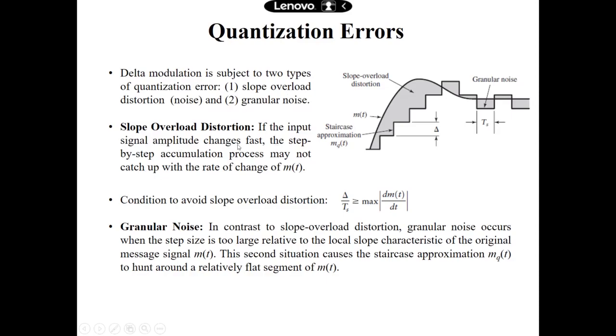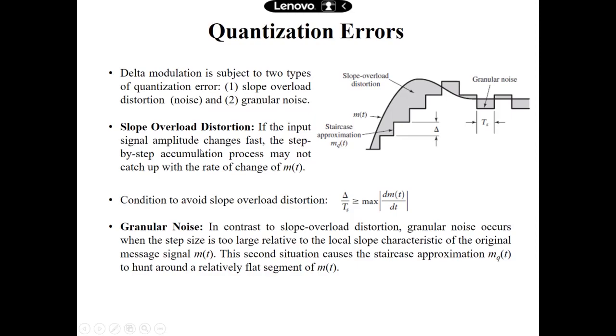So what is slope overload distortion? Suppose I'm approximating by a staircase. When I'm approximating it by a staircase, there might be amplitude level differences between my staircase and my original signal m(t). You can see it from here. This is your slope overload distortion. This is your staircase approximation, and this is your message signal. So this is your slope overload distortion.